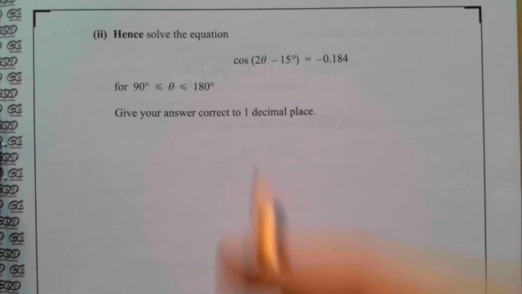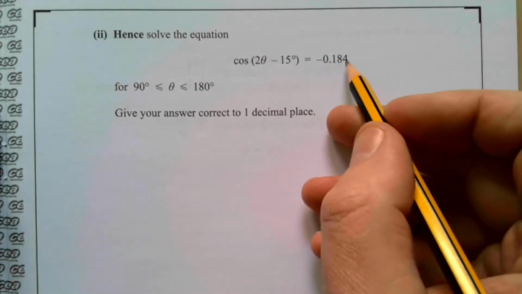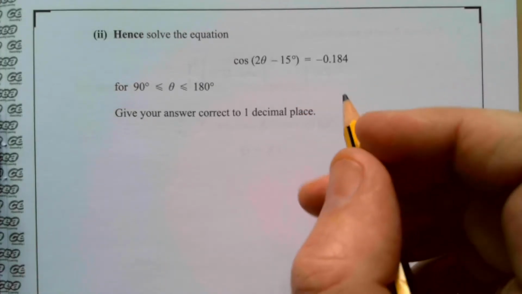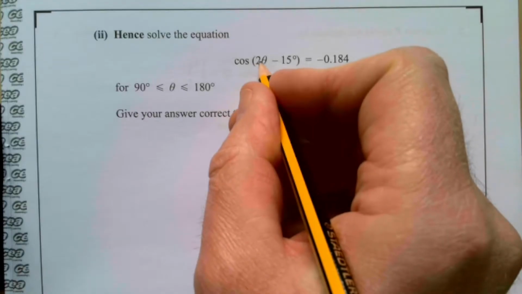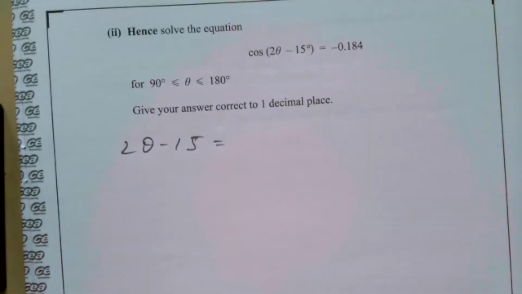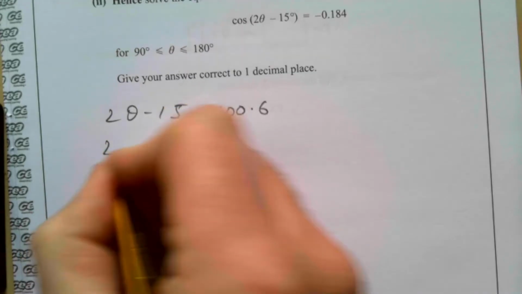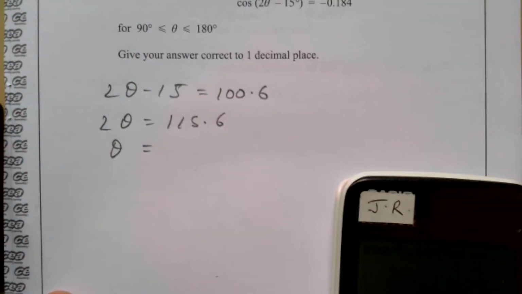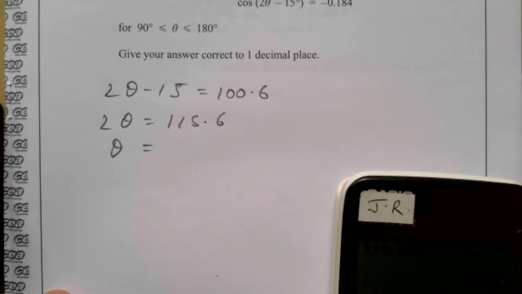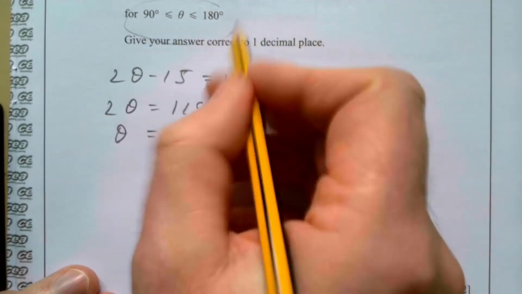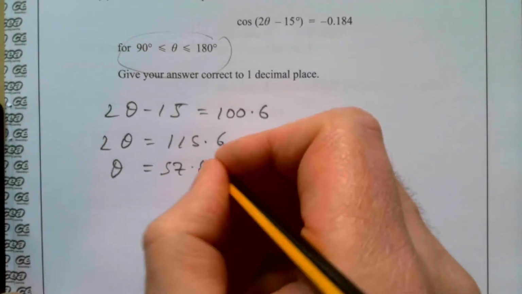Hence, solve the equation cos of 2 theta minus 15 equals minus 0.184. Give your answer between 90 and 180, correct to 1 decimal place. So we simply look at our previous question and we exchange our x value then for 2 theta minus 15. So 2 theta minus 15 is equal to 100.6. Adding 15 to both sides, 2 theta is 115.6, and that means theta gives me 57.8. Now that's no good to us because it's not between 90 and 180 degrees, so that's outside our range, so we can't have that one.